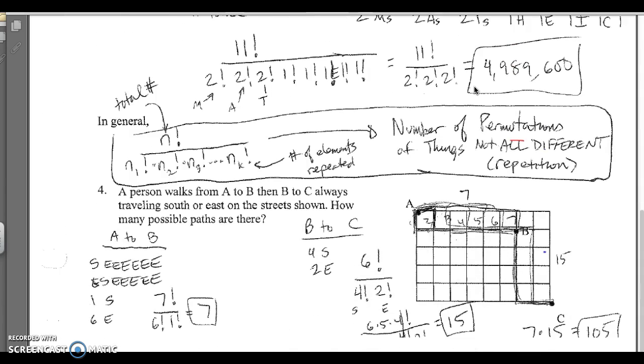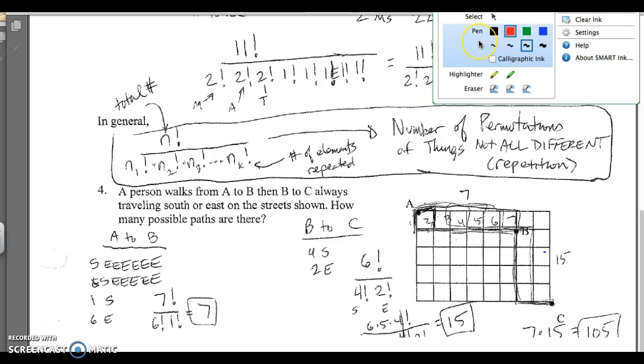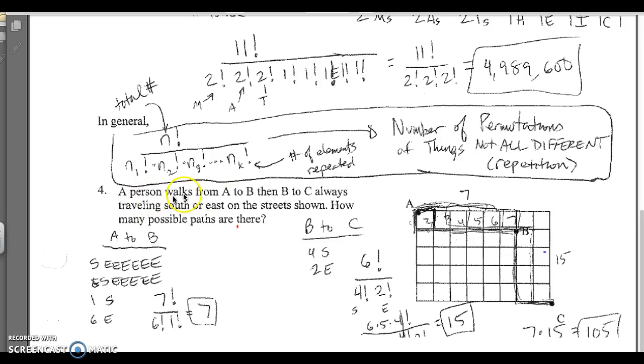Okay. So let's take a look at example 4 here. Here we just have a grid. I kind of drew all over it already, but we can draw all over it again. The idea here is that a person walks from A to B, then B to C. So here's A, here's B. And then they need to get to C over here. So they're only going south or east. So how can I move? I can go down and then over east. 1, 2, 3, 4, 5, 6. So I can do south, east, east, east, east, east, east.